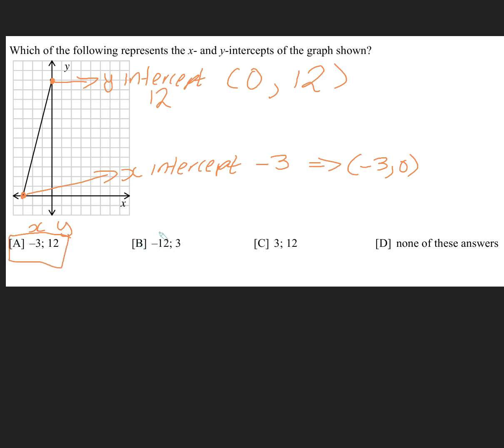Our answer is not B. This is -12. This is not our x. This is our y. And remember, notice they wrote it here, x and y intercept. So this is x and that is y. No, our x is -3, not -12. Here, this is x, this is y. Notice that they're saying x is a +3. Our x was a -3. And "none of these" is not correct because you can see that the graph does cut your x and y intercept. So our answer is A.